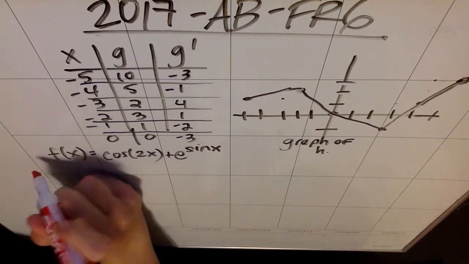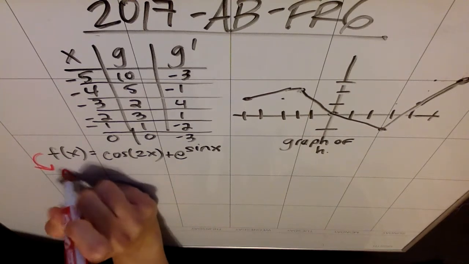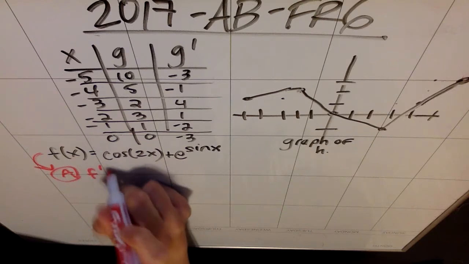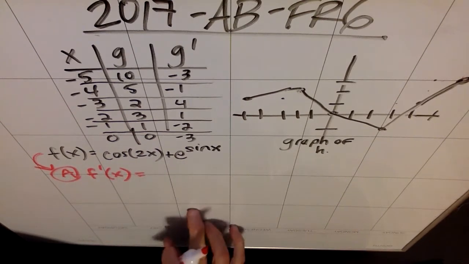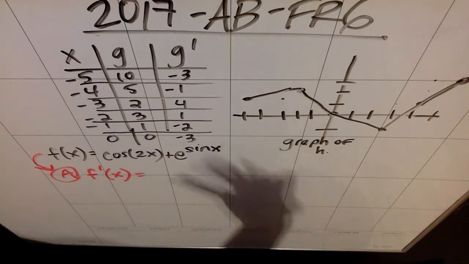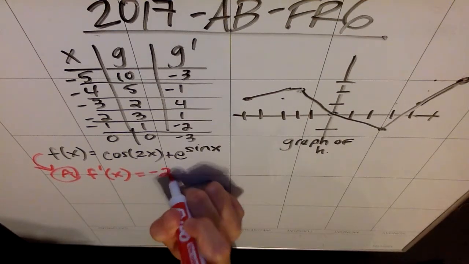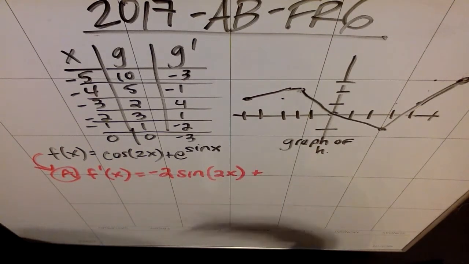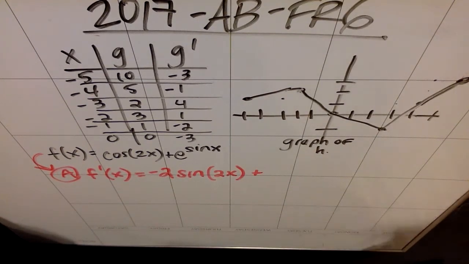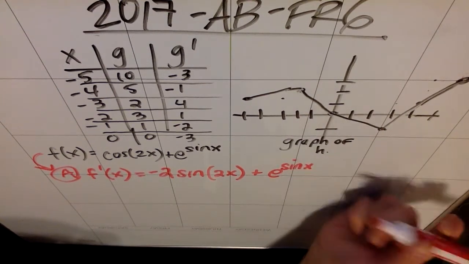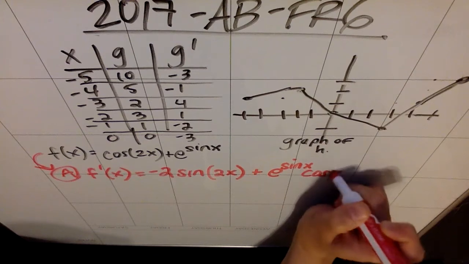Part A: find the slope of the line tangent to the graph of f at x equals pi. So part A is asking me to use f, right? Part A is asking me to find f prime of pi. So I first need to find f prime of x, right? F prime of x is going to be the derivative of cosine, which is negative sine of stuff times the derivative of the stuff. So I'm going to get negative 2 sine of 2x plus the derivative of e to the x is e to the x times the derivative of the stuff. So I'm going to get an e to the sine x, right? Times cosine x, because that's the derivative of sine.